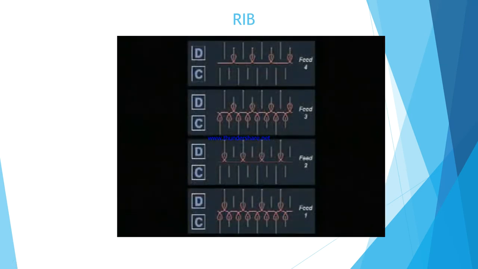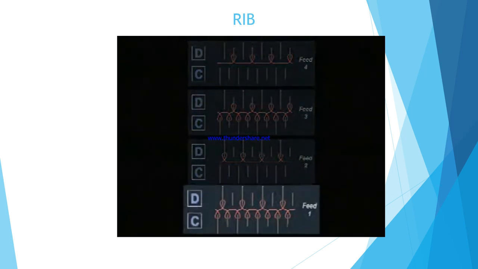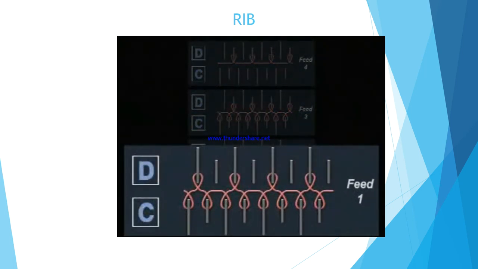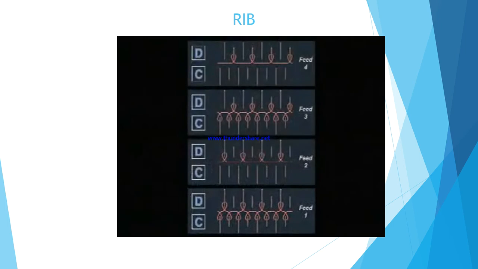This notation shows you the pattern for knitting on the cylinder below and the dial on top. With feed 1 of yarn, the machine knits on all the cylinder needles, but on the dial, the machine uses only the needles with long butt positions.